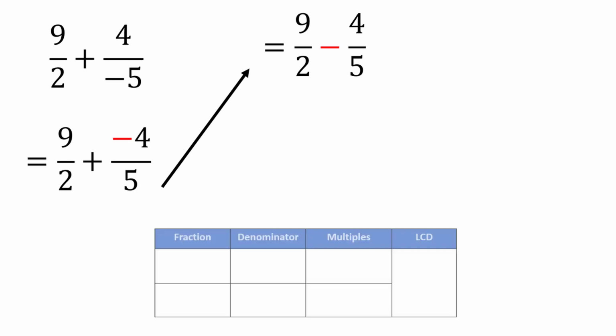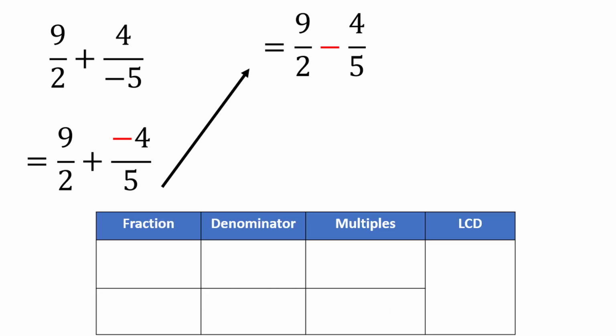Now let's find the LCD. Our denominators are 2 and 5. Listing out the multiples of 2, we have 2, 4, 6, 8, and 10. And for 5, we have 5 and 10. We notice that the least common multiple that's common from each of our lists is 10. So each of our fractions will have a denominator of 10 once we have adjusted them.